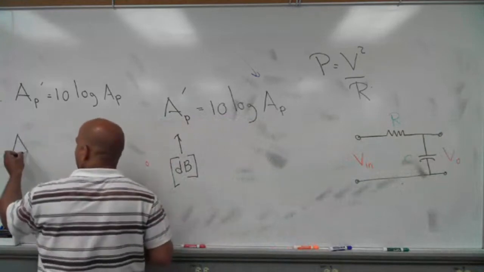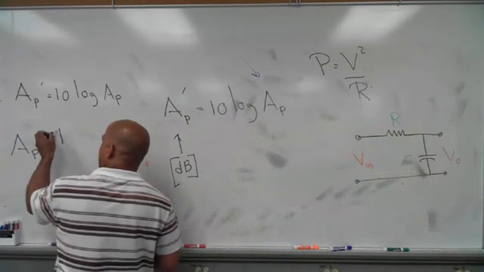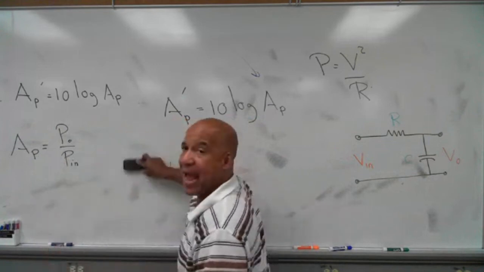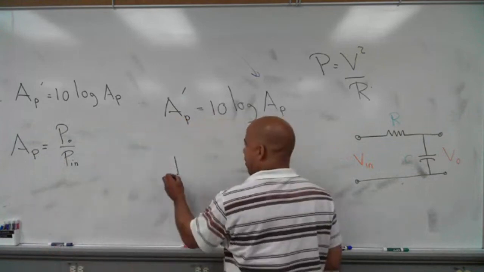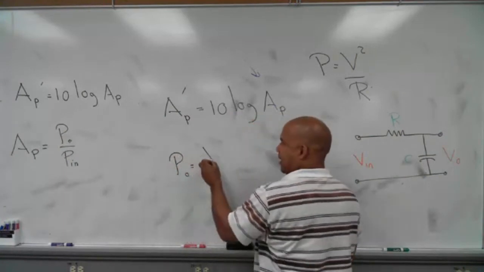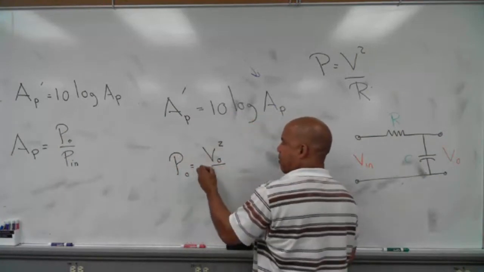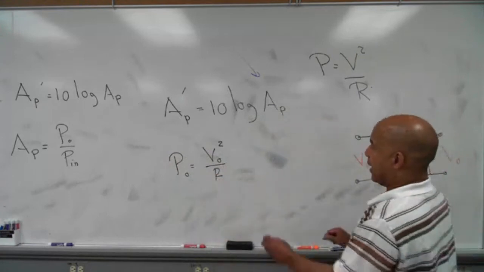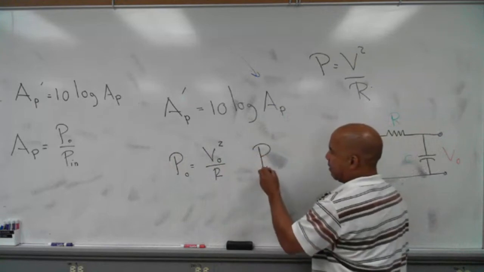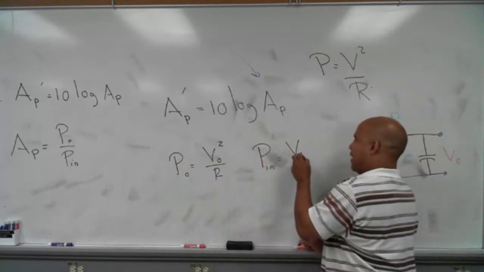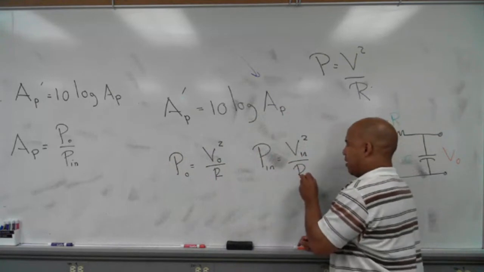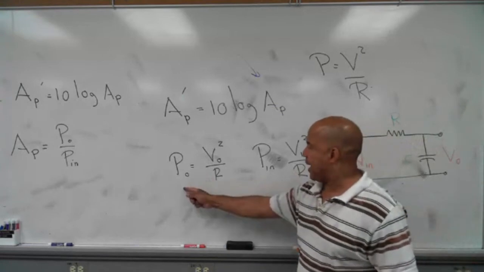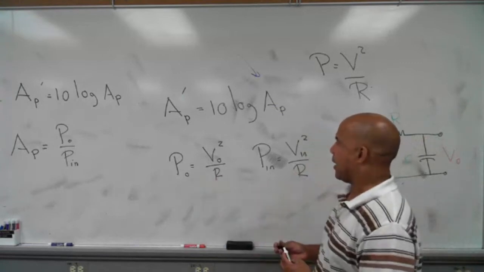because I know that AP is equal to P out over P in, then that P out would really be V out squared over R. That's how I would calculate P out in this circuit. And P in would just be V in squared over R, that common R, again, using Watt's law.